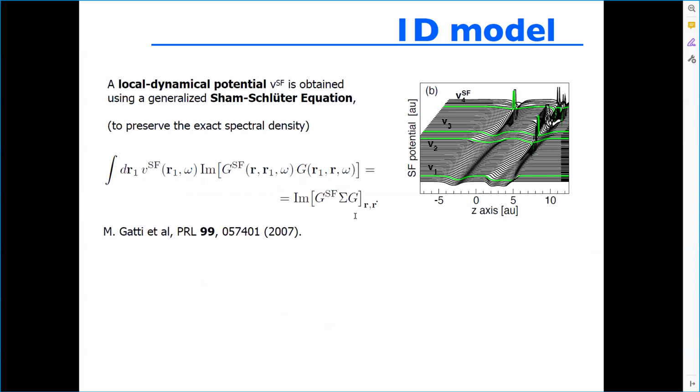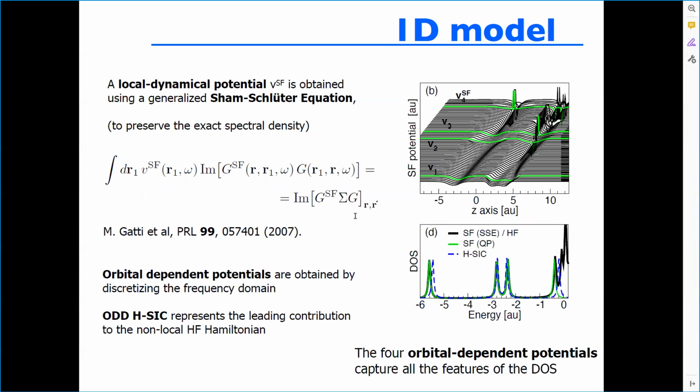Then we can instead use the spectral Sham-Schlüter equation suggested by Gatti and co-workers. This is along the same lines, but uses a local dynamical potential, as I mentioned. That potential is solved here, so these are all the potentials as a function of the frequency. And in our model, we had 4 occupied states that are highlighted in green. So you see the local potential changes as a function of the frequency in order to describe correctly the 4 occupied states we have.